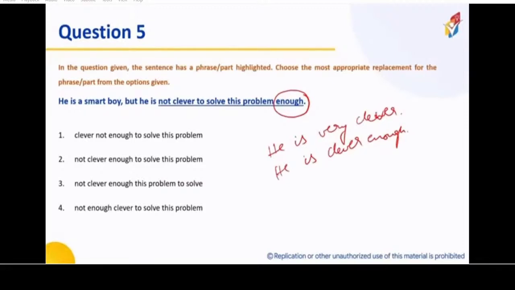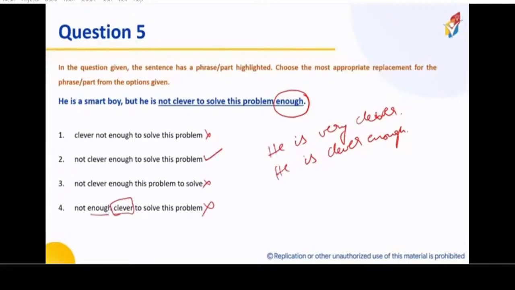Let's see. Option 1 says clever, not enough. That's incorrect. Not clever enough seems to be fine. Not clever enough, this problem to solve is wrong. To solve this problem is okay. Not enough clever. Enough comes before the adjective, clever. So this is one particular adverb which comes after clever. This as well makes this wrong. So your answer should be option 2.